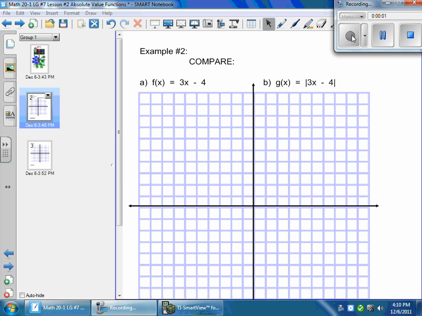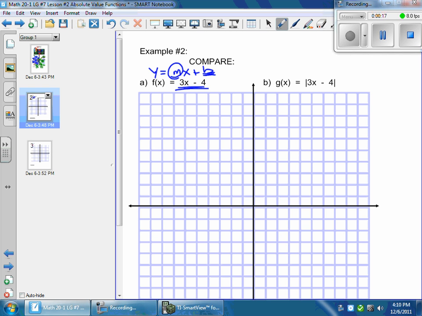Okay, so now let's start looking at the question that's a little bit more complicated. Take a look at this one. Here's another linear function right here, which is 3x minus 4. Do you remember your mx plus b? Yeah, your y equals mx plus b. There's the slope. There's the y-intercept.